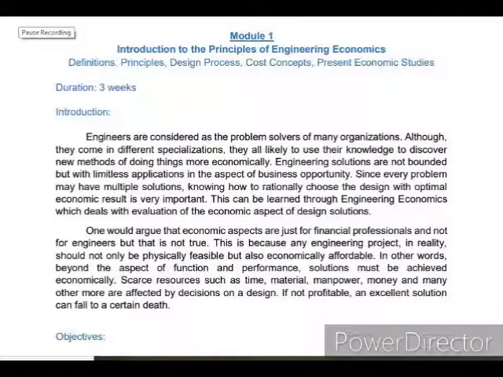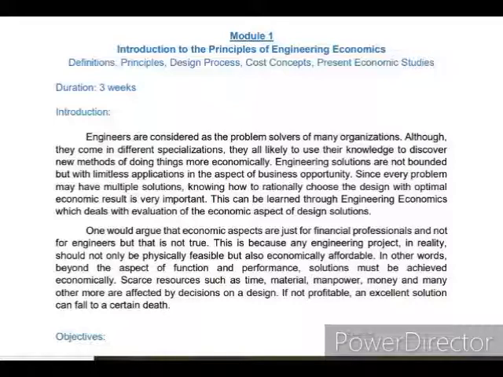Good day, everyone. This is the first recorded lecture for CPE 208, or Engineering Economy. This discussion is all about Module 1, the Introduction to the Principles of Engineering Economics. It includes the definitions, the principles, design process, cost concepts, and present economic studies. The duration of this module is 3 weeks.